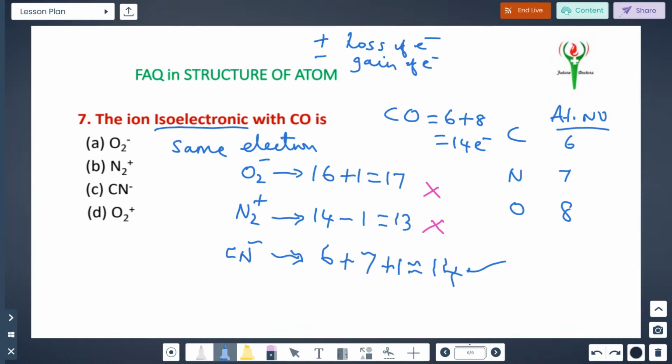One more species is also present. That also we have to verify. Now see O2 plus. O2 plus means 1 O is 8, 2 O is 16. Plus, so minus 1. So totally we have 15 electrons. This also does not match, no? So among the four species, CN minus only has 14 electrons. CO also has 14 electrons. Understood? So then only option C is the correct one.